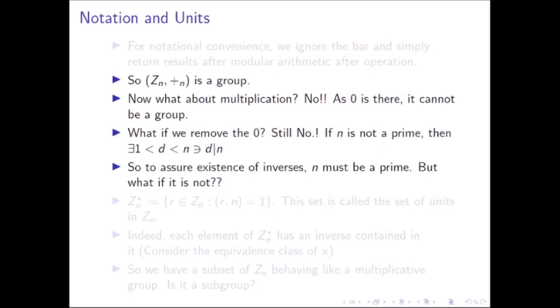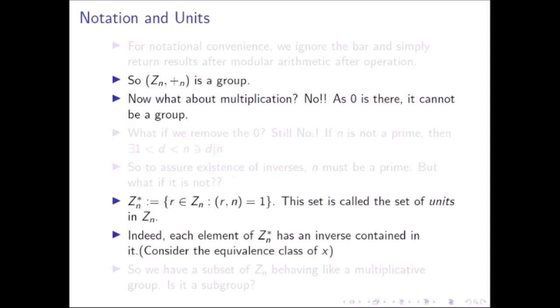So what can we do if n is not a prime? If n is a prime, we see that indeed removing 0 gives us a group under multiplication, because all of the elements have GCD 1. But if it's not a prime, then we define a specific subset as the set of all elements which have GCD 1, and we call it the set of units.